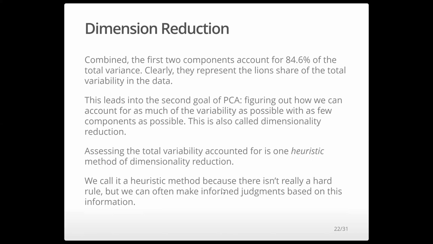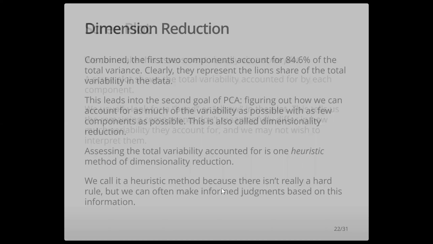And so this is the second goal of principal components analysis, figuring out how we can account for as much of the variability as possible with as few components as possible. This is also called dimensionality reduction. Assessing the total variability accounted for is one method. This is a heuristic method for dimensionality reduction. We say it's heuristic because there isn't really a rule. There's not a hard cut line where you say this is where I decide to stop interpreting components. But we can make pretty informed decisions based on the data and the results.